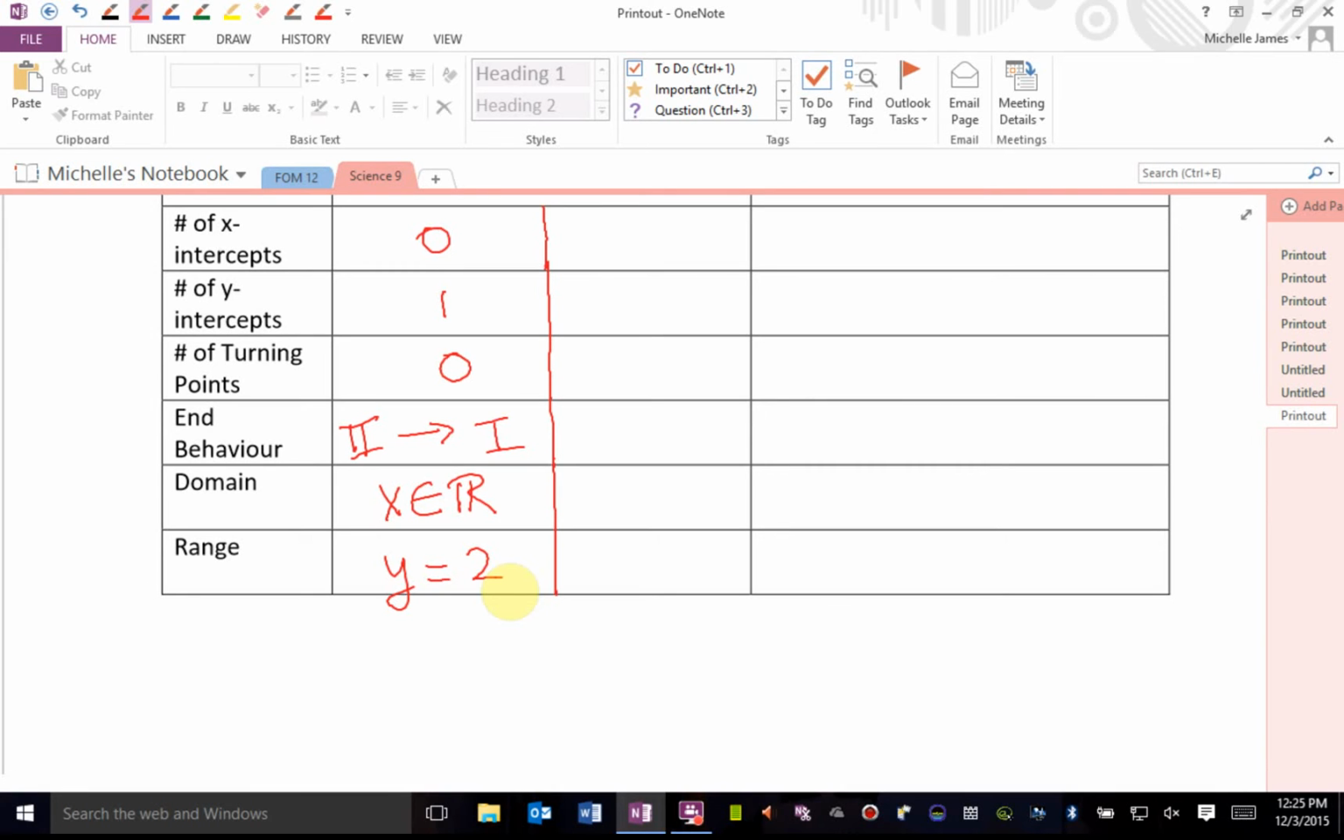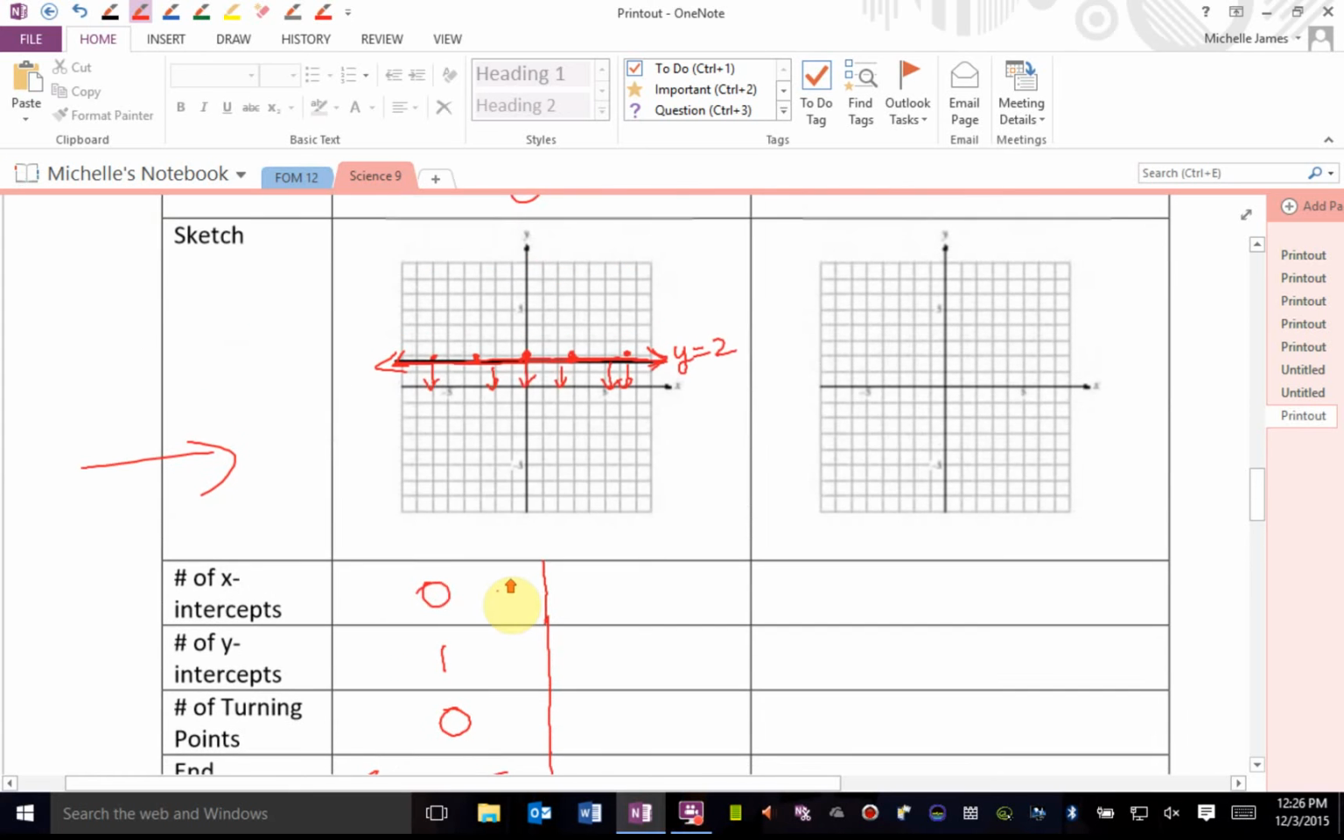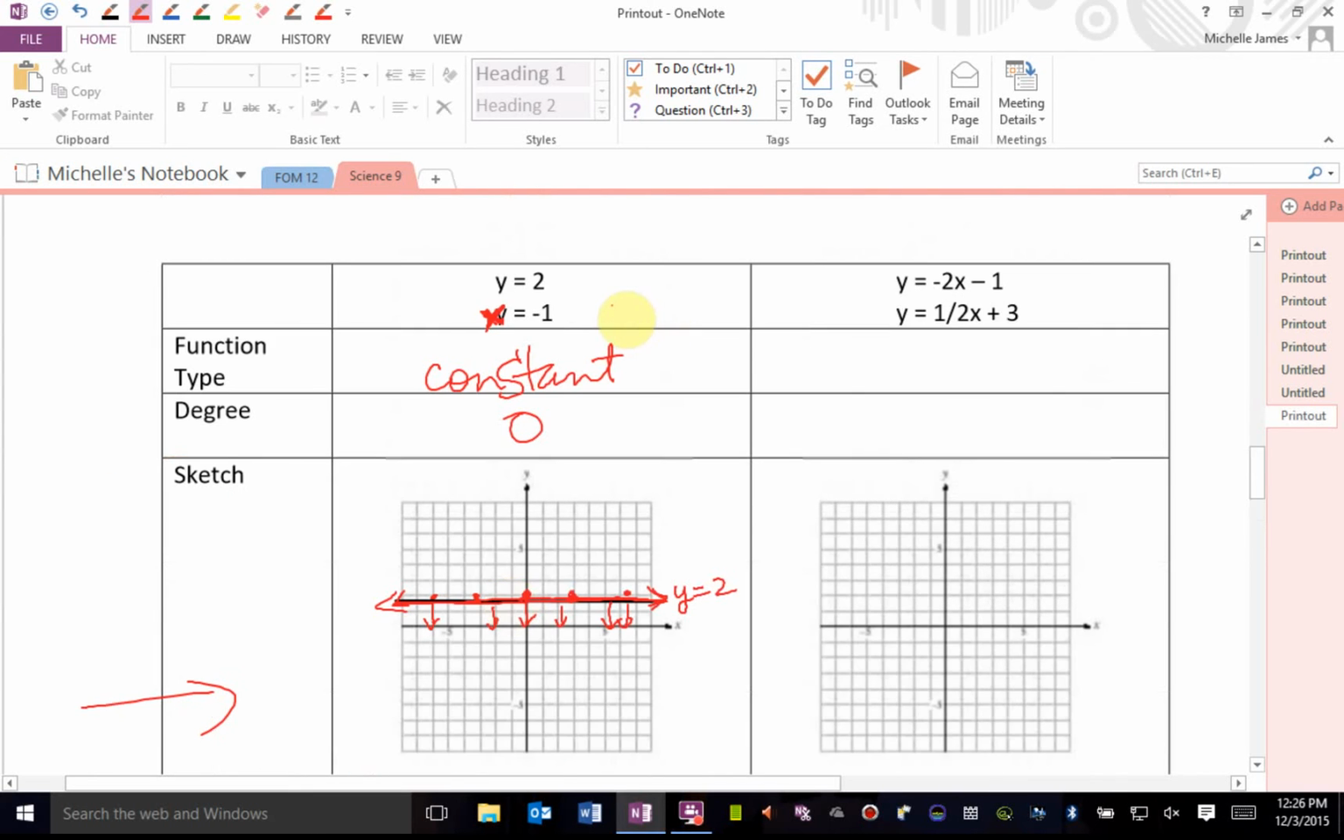Why do you use the epsilon symbol for what? In the set of. It says x can be anything. That's what it means. All right, go ahead and try x equals -1 yourself.